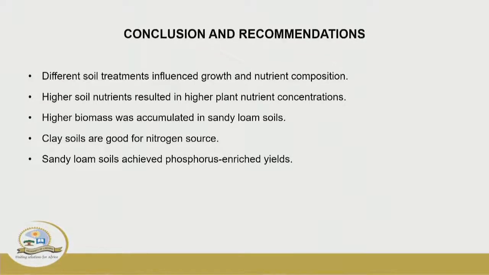And again, we've seen that sandy loam soils comprised the higher biomass as compared to other treatments. And also, we can recommend that sandy loams are best for growth of moringa in such a way that we can retrieve nitrogen from the soil as a way of supplementing it into other feeds which lack nitrogen. And again, we can use sandy loam soils whereby we achieved phosphorus-enriched yields. And this can be used by farmers, especially when they want to grow their foliage. And at the end of the day, they will have a foliage which is high in phosphorus.